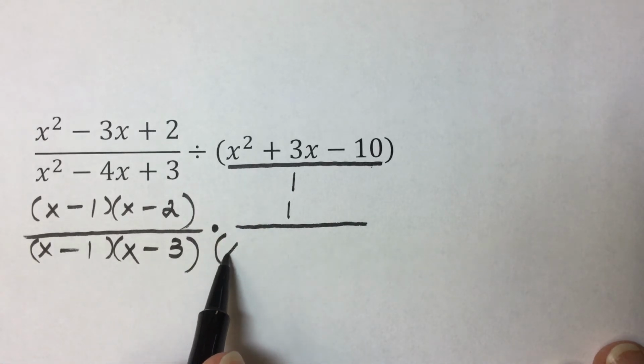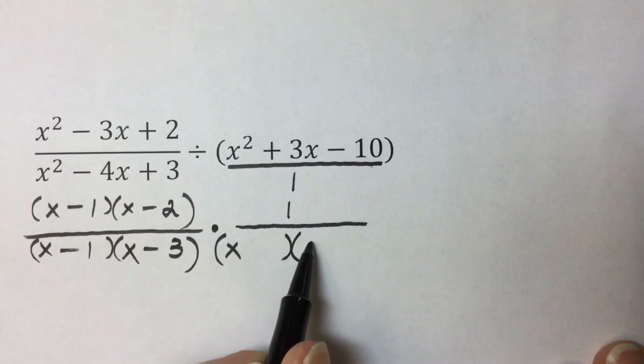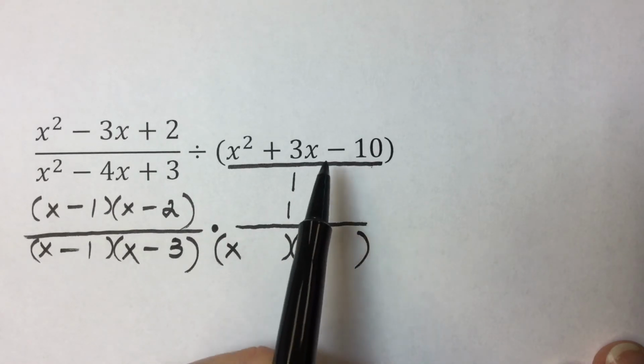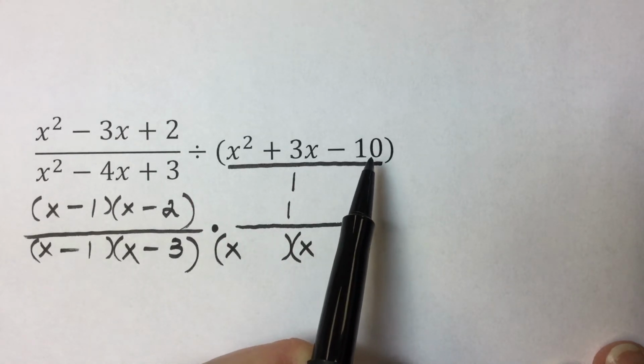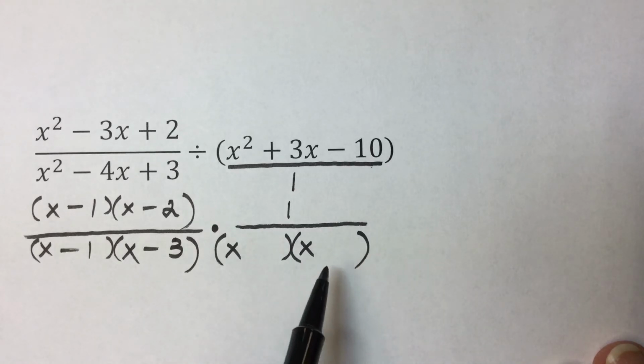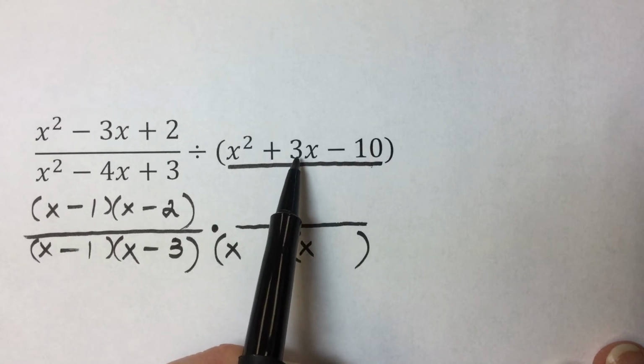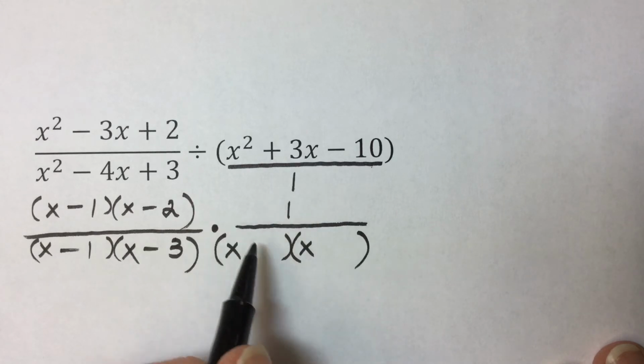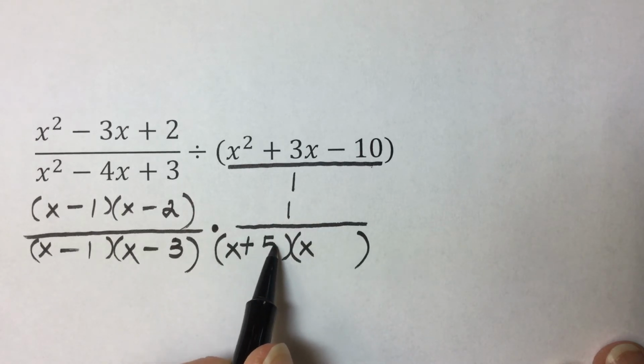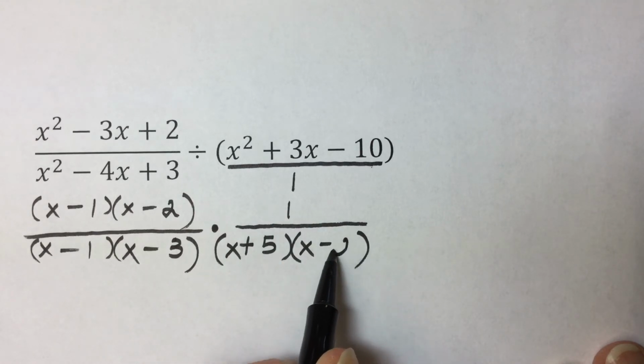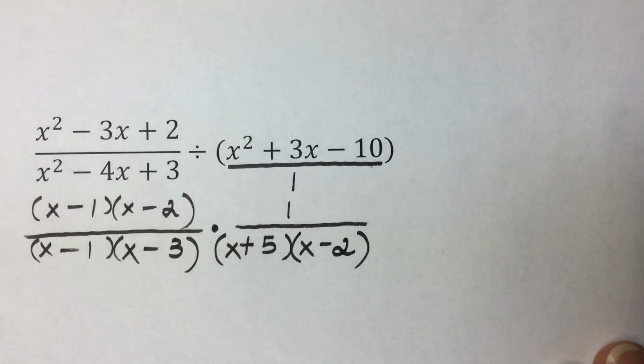X squared came from first terms of the binomial being x. Negative 10 is the product of the last two terms, but we need them to add up to be a positive 3, which means we'll need a positive 5 and a negative 2.